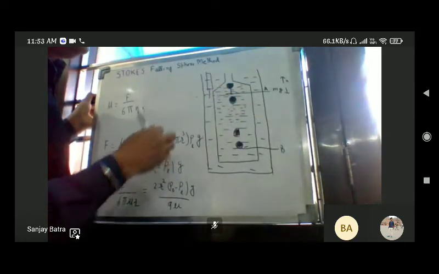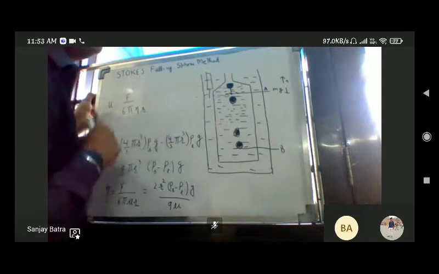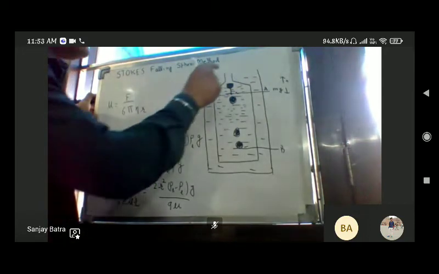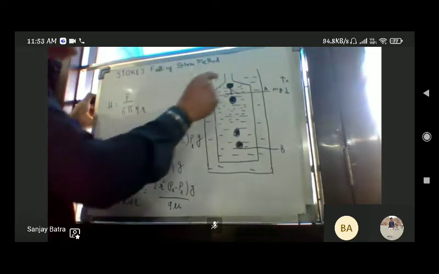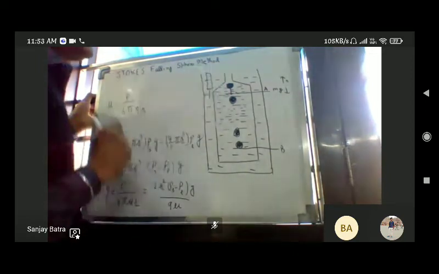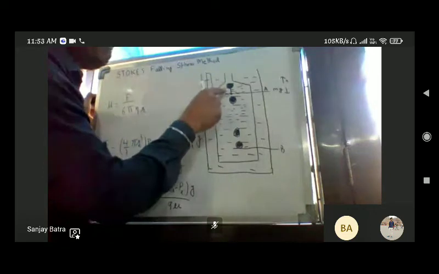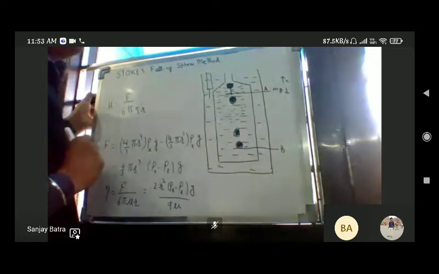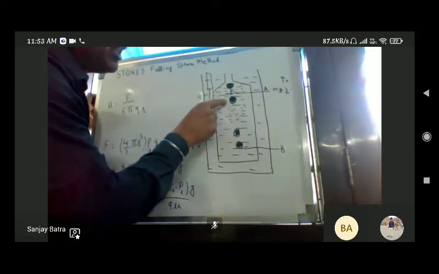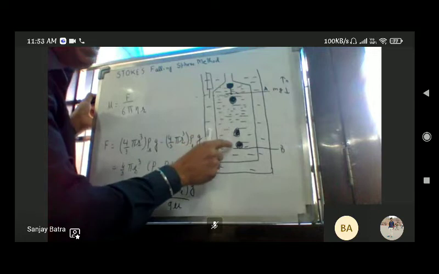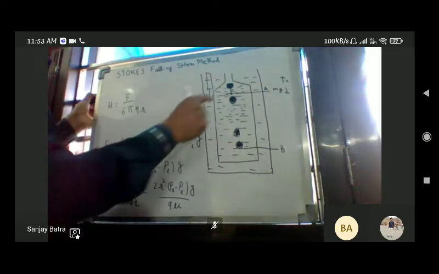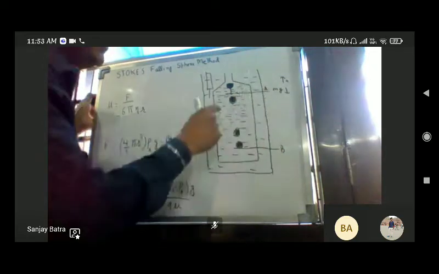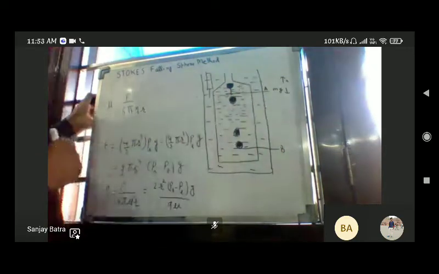When it comes down, initially there is a change in the velocity because it is coming from air into the liquid. The weight is going to change from air into liquid. Initially there would be a difference of velocity, but after a certain point, it will attain a constant velocity. Constant velocity means if it is moving here at a speed of 10, it is also moving at a speed of 10 here, and here also at a speed of 10. So we have put a mark A and mark B. This is the region where the constant velocity is being observed.